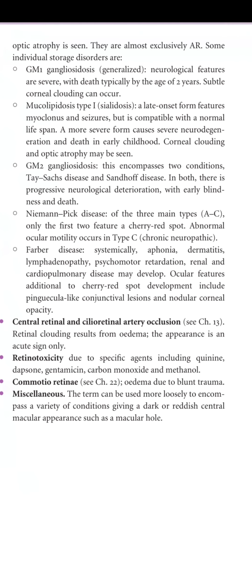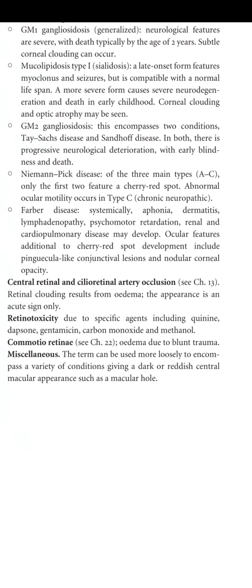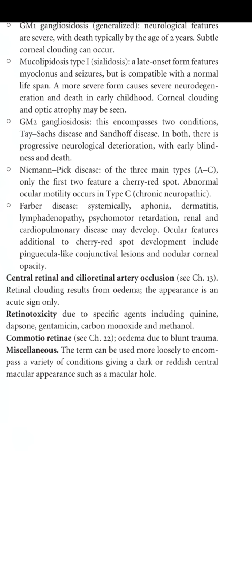GM2 gangliosidosis encompasses two conditions, Tay-Sachs disease and Sandhoff disease. In both, there is a progressive neurological deterioration with early blindness and death. Then there is Niemann-Pick disease, of three main types, A, B and C. Only the first two feature a cherry red spot. Abnormal ocular motility occurs in type C, which is a chronic neuropathic form.